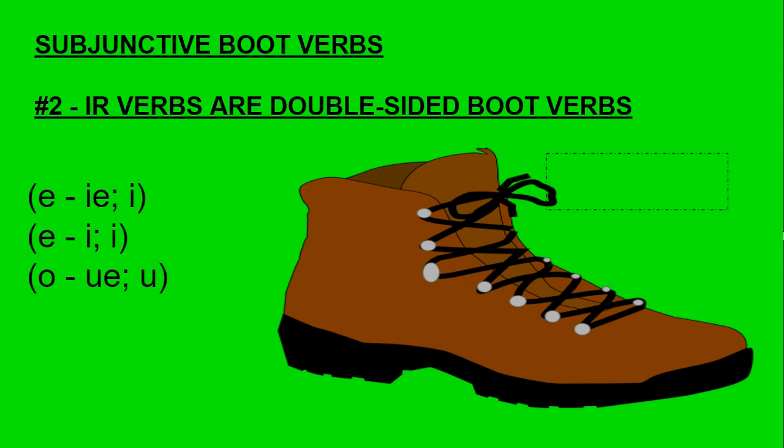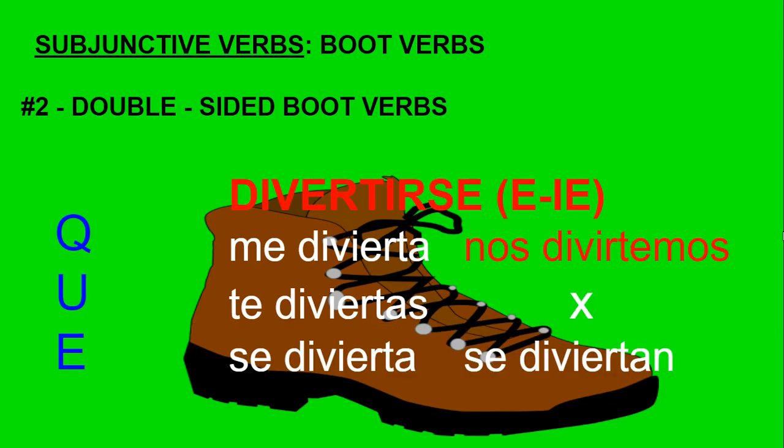So let's look at this first one, which is divertirse. So divertirse means to have fun. Please write that down somewhere. Divertirse means to have fun. So in the yo, tú, let's look on the inside of the boot. It says que yo me divierta, que tú te diviertas, que él se divierta. Look at the ellos, que ellos se diviertan. So those are what's in the normal boot. Look at the we form, que nosotros nos divirtamos. So that instead of an IE, it just changed to an I.